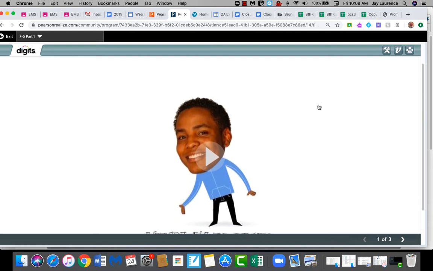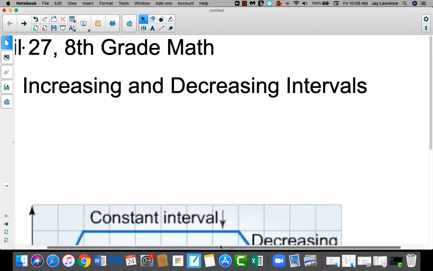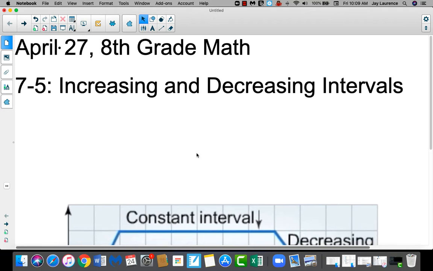We're going to be talking about increasing and decreasing intervals. Oh my goodness, I can't see the title. There it is. Very good.